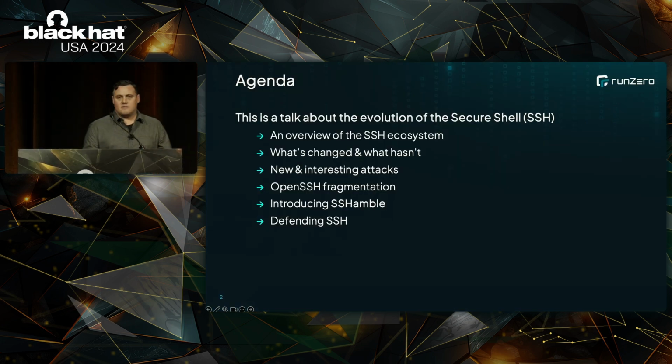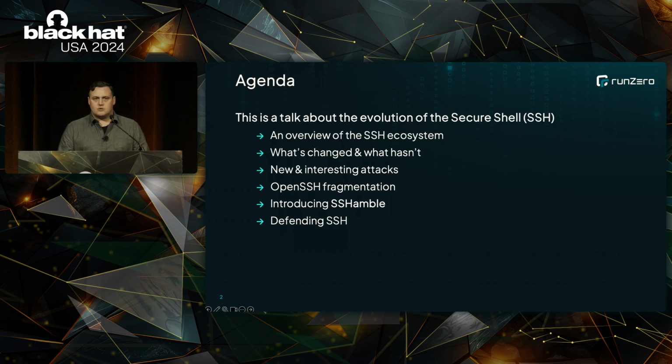So this is a talk about the evolution of Secure Shell. An overview of the SSH ecosystem, which is way bigger than just SSH and Dropbear, what's changed, what hasn't, some really new and interesting attacks, and a little bit about the fragmentation of the OpenSSH code base and deployments. And then we're going to talk about some code we wrote, which we call Shamble, which is a fun way to drop random shells out of devices with SSH. And then because it's Black Hat, we're going to tell you how to defend it too. So with that, we'll get started.